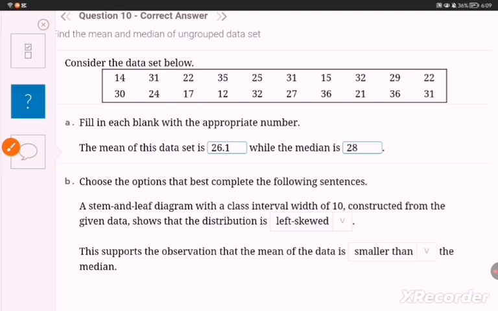Okay? So a stem and leaf diagram with class interval width of 10 constructed from the given data shows that the distribution is left skewed. Now your mean is less than your median, so that means it's left skewed. Okay?